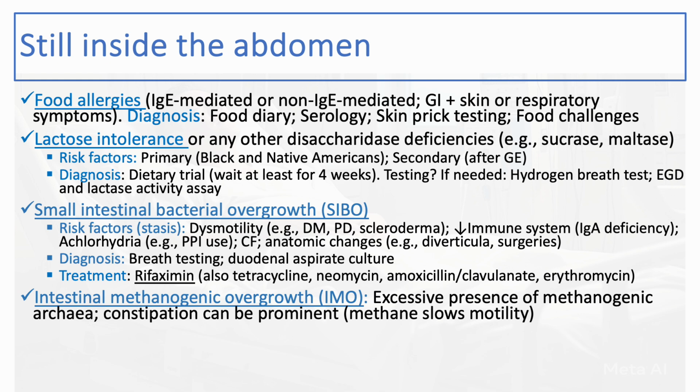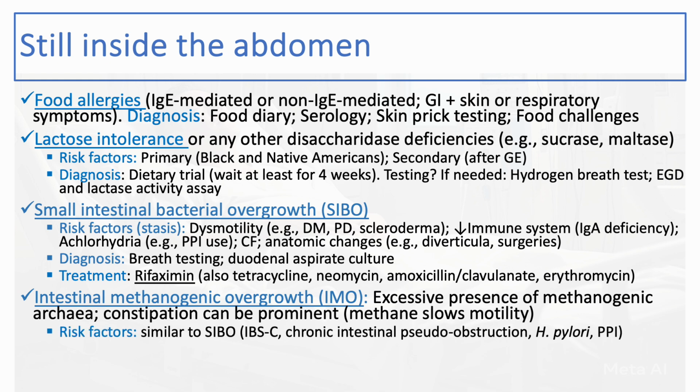It's archaea. So these secrete methane, and methane slows gut motility, right? So a patient might have some symptoms because of the presence of a lot of archaea in the intestine. Constipation is a prominent symptom in most of these patients, but they can have any other GI symptoms, including abdominal bloating and discomfort. Risk factors are very similar to SIBO, relatively common in patients, or it could coexist with a patient with IBS, irritable bowel syndrome, with the constipation predominant type, chronic intestinal pseudo-obstruction, H. pylori, use of PPI, proton pump inhibitors as well.